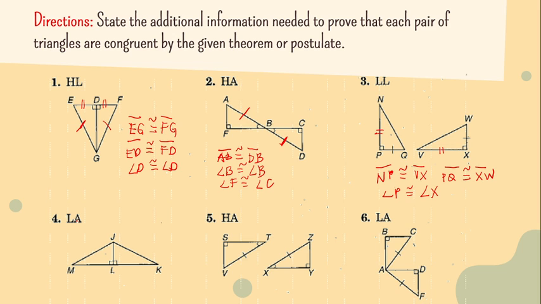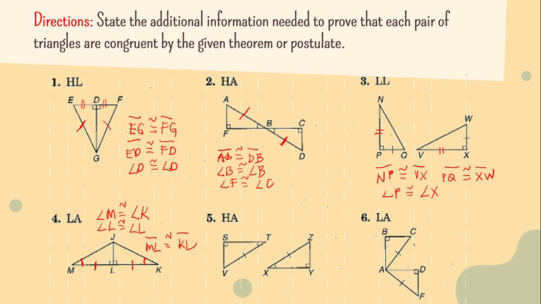Next is for the LA. So, we have leg acute. So, dito, leg. So, ito yung leg natin. And then, the acute. Yan. So, leg acute angle. So, we have there angle M is congruent to angle K. Then, angle L is congruent to angle L. And then, the side ML is congruent to side KL.